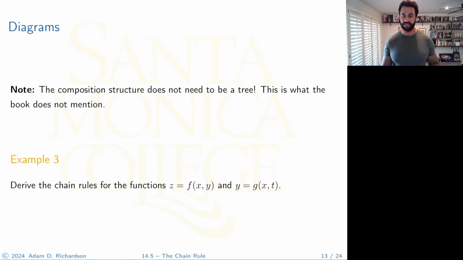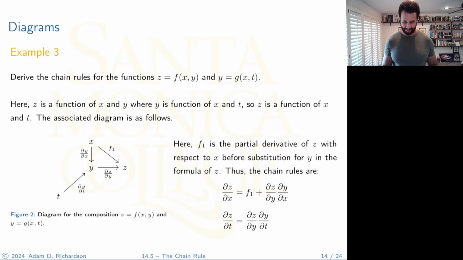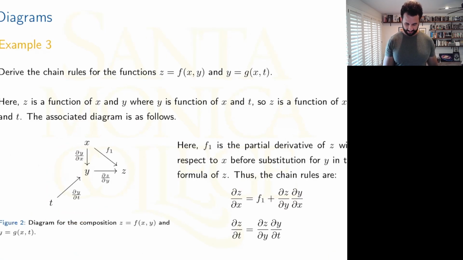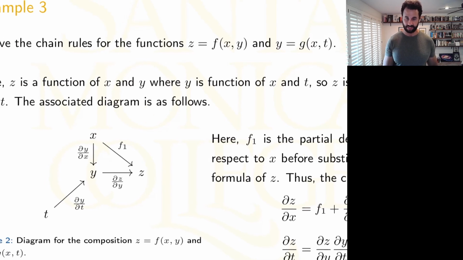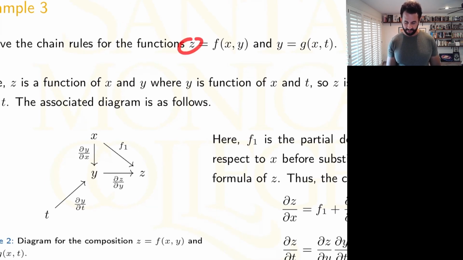Okay, now let's take a look at it together. Hopefully yours may not look the same, but it should be equivalent. Here we go. This is the diagram. Let me zoom in on this. So z is a function of x and y. So here's z, x goes to z, y goes to z. Now, y is a function of both x and t. So x also goes to y, and t goes to y, right?